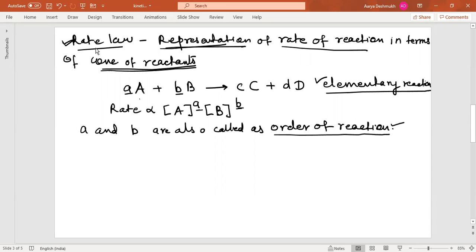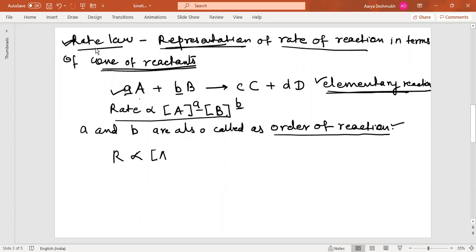Now for the complex reaction, as I told, this is the rate law for the elementary reaction. So for the complex reaction, if you consider the same reaction as a complex one, meaning if the same reaction is going to happen in a number of steps, how will you write the rate law for this?